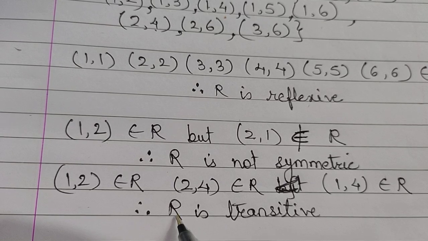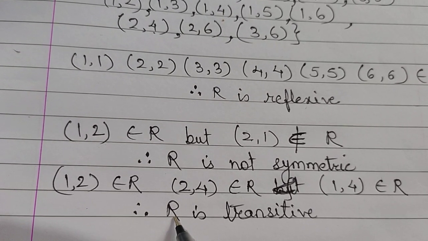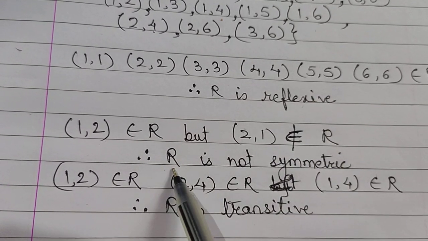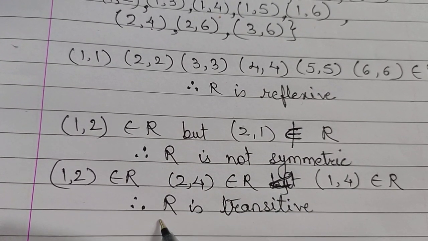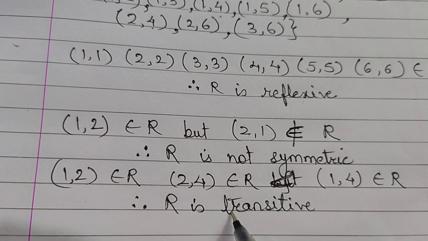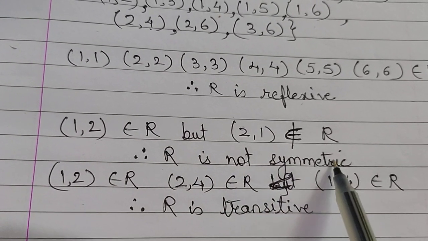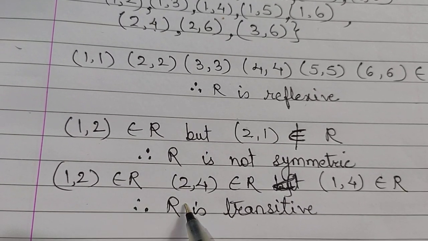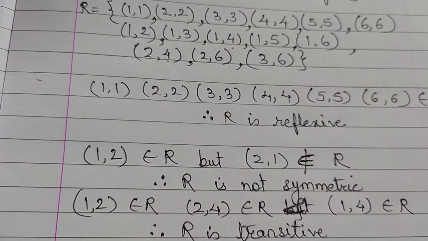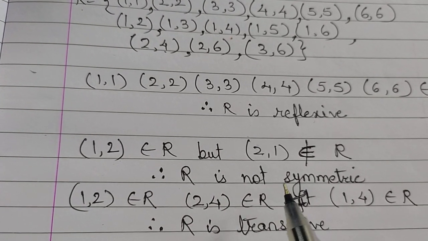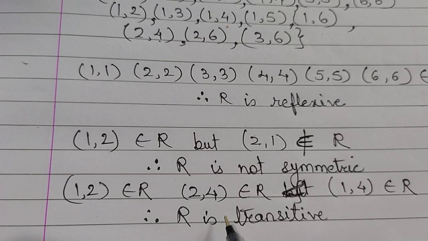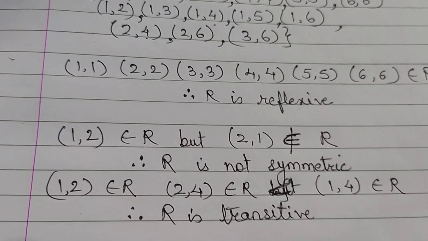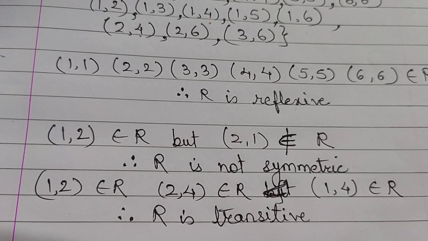So these are the properties of the relation. Hence we can say that R is reflexive, R is not symmetric, R is transitive. So R is reflexive and transitive but not symmetric, and hence it is not an equivalence relation. In this way we can check whether a relation R is an equivalence relation or not. I hope you have understood the equivalence relation.